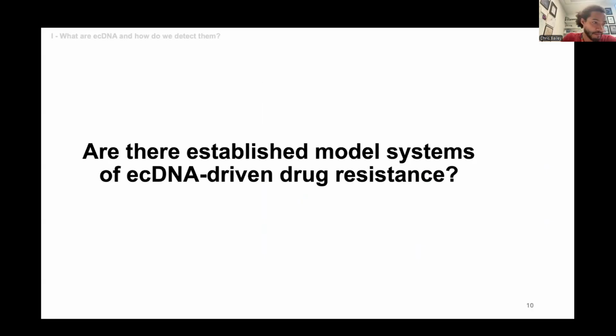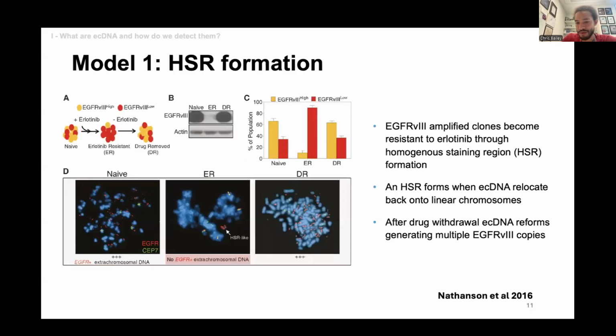There have been a number of examples of ecDNA-driven drug resistance, and I'll touch on 3 here. One was published by Nathanson et al. as part of Paul Mischel's lab in 2016 in Science, where they had EGFRvIII, commonly found in glioblastoma. These amplified clones become resistant to erlotinib through homogeneous staining region formation. So you have this preparation, which is naive to erlotinib. On the application of erlotinib, you get this HSR formation, so this erlotinib resistance has occurred through selection. And then once the drug is removed, again through selection, you get this re-emergence of ecDNA-containing clones.